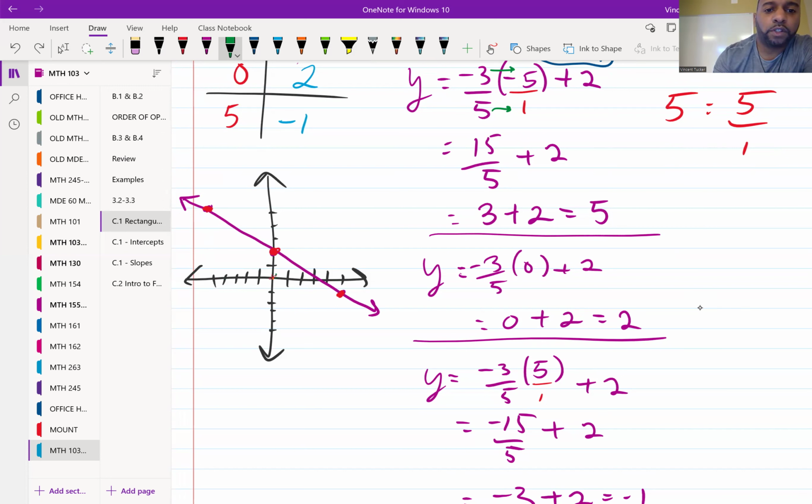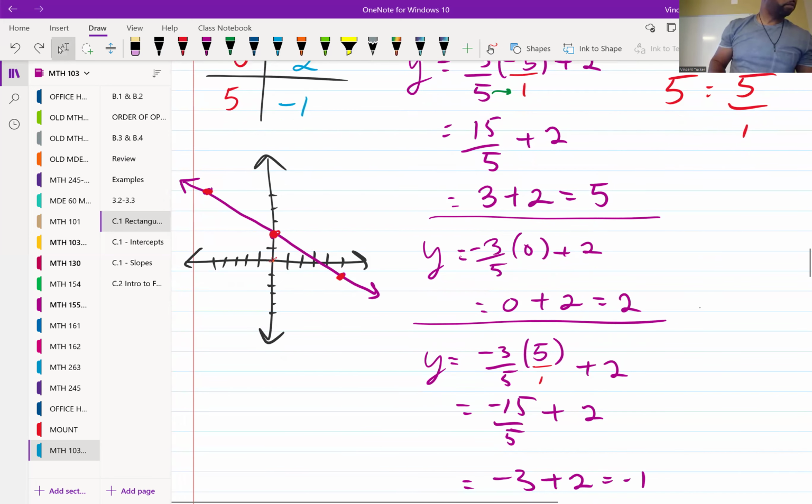And last one, start at the origin. You go to the right 5 and then down 1. And that's your line. Questions? Any questions? Make sure you're all right.